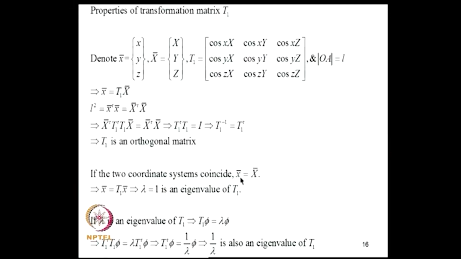Now, if the two coordinate systems coincide, then I will have this equation as x bar equal to T1 x bar. That would mean lambda equal to 1 will be an eigenvalue of T1. Okay. Now, this is another important property. Now, if lambda is an eigenvalue of T1, I have this eigenvalue problem T1 phi is equal to lambda phi. Now, if I pre-multiply by T1 transpose, I will get T1 transpose T1 phi as lambda T1 transpose phi. Now, T1 transpose T1 is identity. So, based on that I can reduce to T1 transpose phi is 1 by lambda phi. So, this would mean 1 by lambda is also an eigenvalue of T1. That means eigenvalues appear as reciprocals.